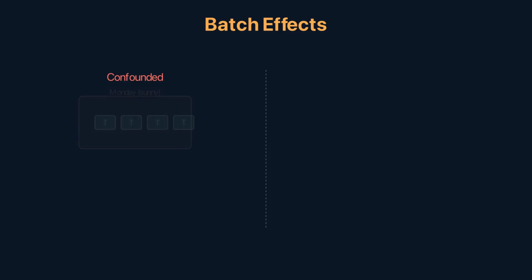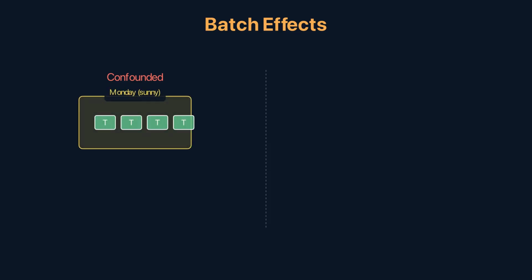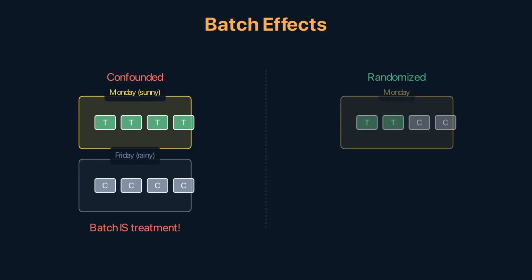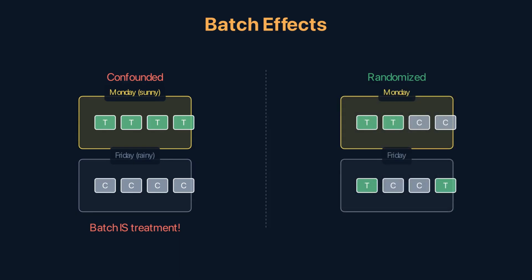You plant treated plots on Monday and control plots on Friday. Monday was sunny, Friday was rainy. Now your treatment effect is confounded with the weather. The batch is the treatment. You can't separate them. In genomics, library prep batches, sequencing lanes and processing dates all introduce batch effects.